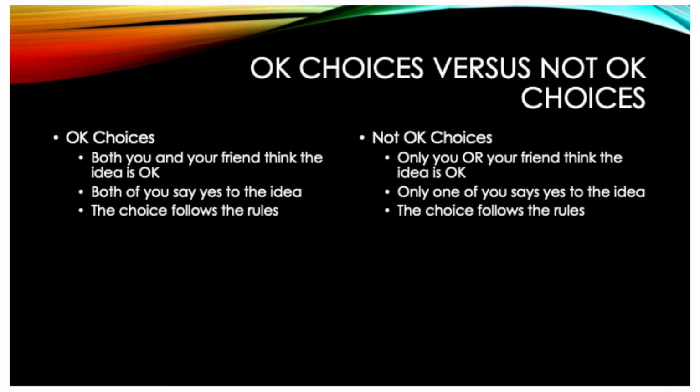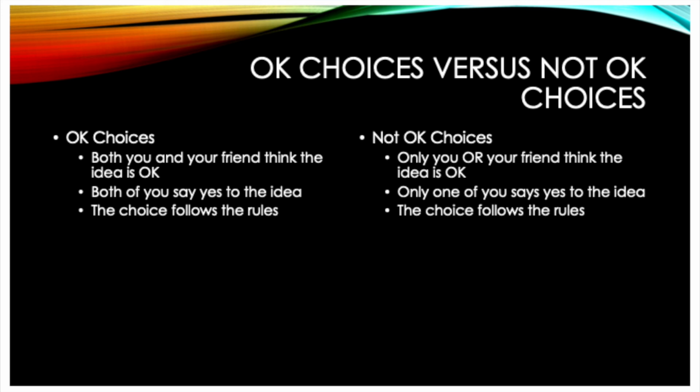So I just want to go over okay choices versus not okay choices. Okay choices. In the area of okay choices, both you and your friend think the idea is okay. Both of you say yes to the idea, and the choice follows the rules. Okay? And then for not okay choices, only you or your friend think the idea is okay. Only one of you says yes to the idea. The choice, however, can still follow the rules. So with an okay choice versus a not okay choice, you can see the clear difference between the two.